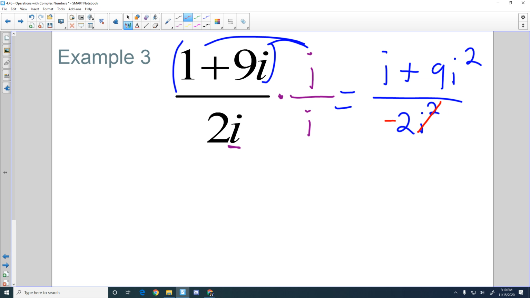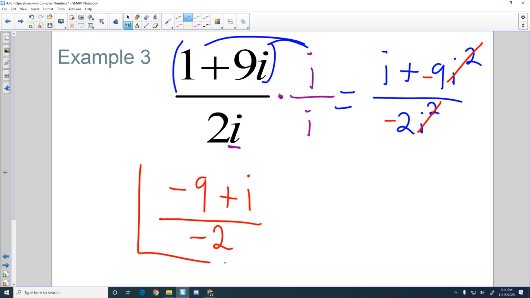Now likewise, up in the numerator, we have an i squared also. So we do need to simplify that as well. But it's going to be the same process, right? i squared, I always just cross it off and then flip the sign of the term right in front of it. So our final answer, I'm going to rewrite that numerator so the real part is first and the imaginary part is second. We're going to have a negative 9 plus i over negative 2.